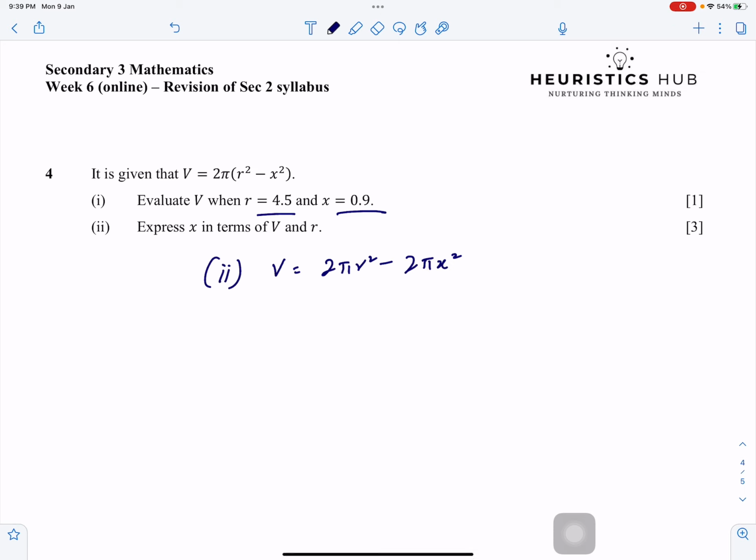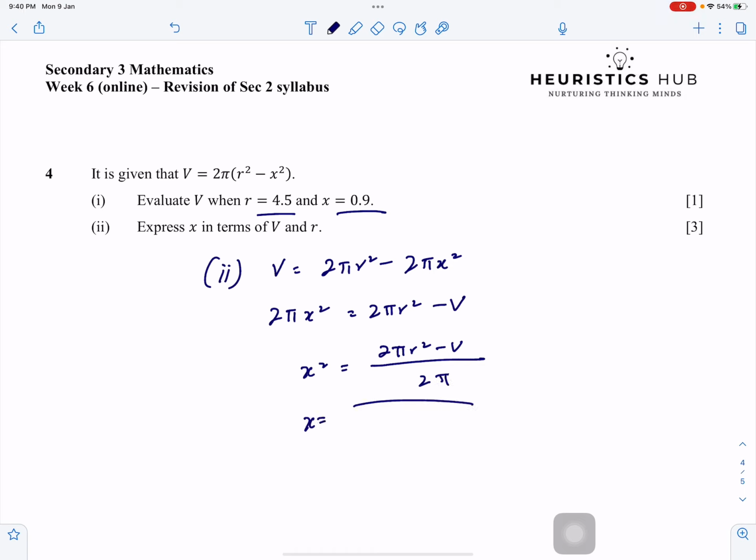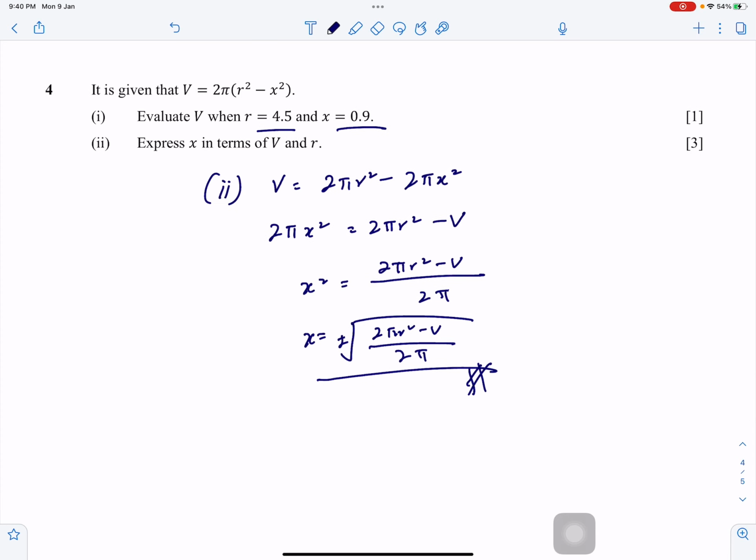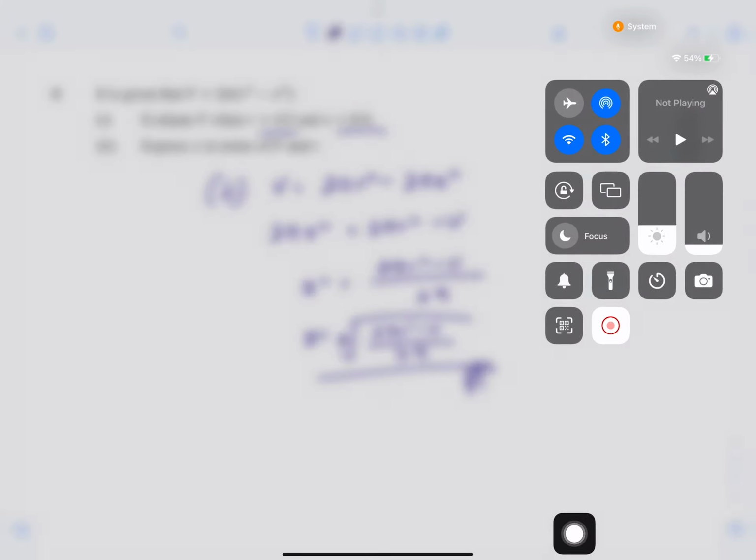Now for part B itself, sometimes it can get a bit confusing for some of you. So there you go. x equals plus and minus the square root of (v minus 2 pi r squared) over 2 pi. That's question number 4 part 2. It's a 3 marks question, and I hope that you have benefited much from the Sec 2 revision, which is totally essential for your Sec 3. There you go. I'll see you in class.